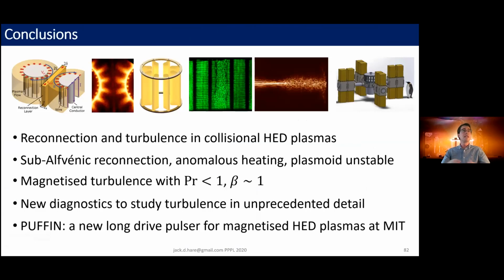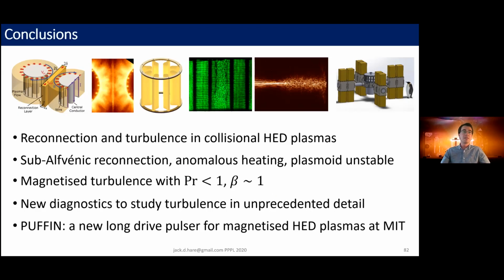So I'm going to conclude now by saying that I've shown you some experiments looking at magnetic reconnection and turbulence in a collisional, magnetized, high energy density plasma, which dimensionlessly scales to the solar convective zone. I showed you experiments of sub-Alfvénic reconnection, where we saw anomalous heating within the reconnection layer, which we attributed to the plasmoid instability. I also showed you some experiments with magnetized turbulence, where we merged 8 flux tubes to produce a turbulent column of plasma. This plasma column had a Prandtl number less than 1 and a beta on the order of unity, which again is relevant to the solar convective zone.